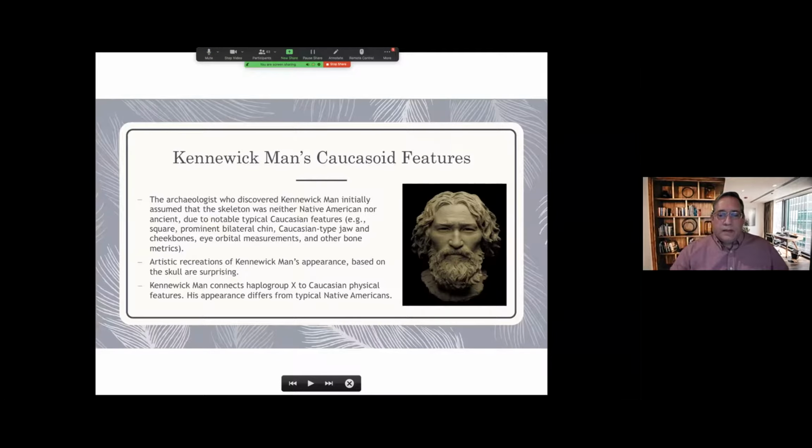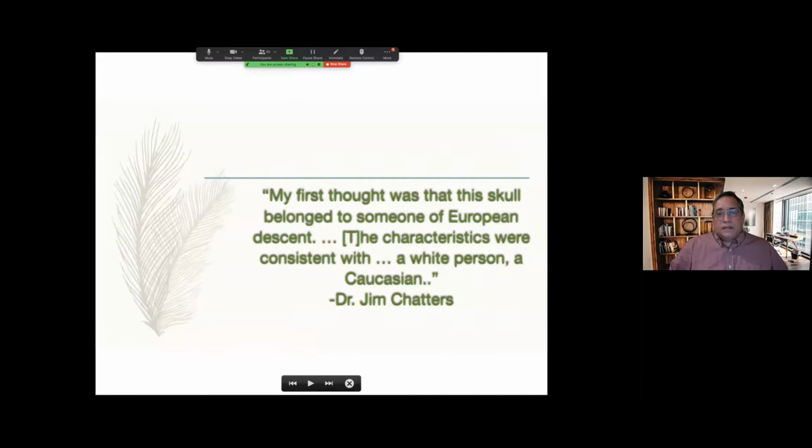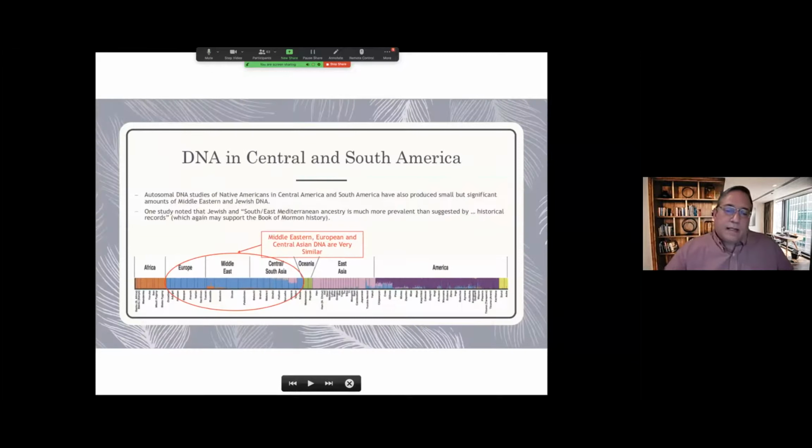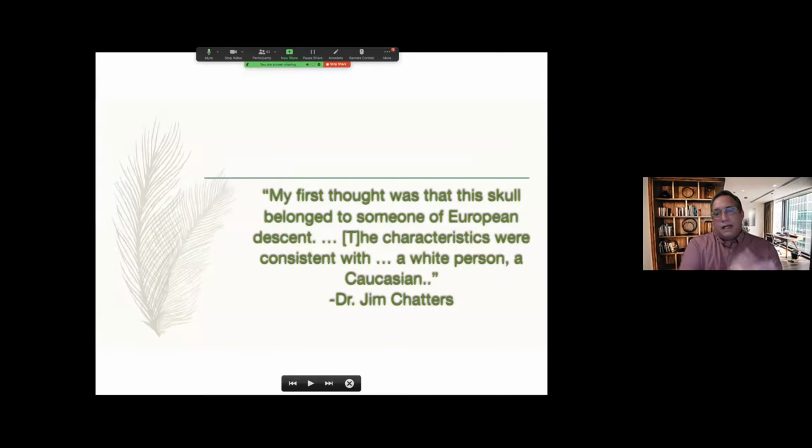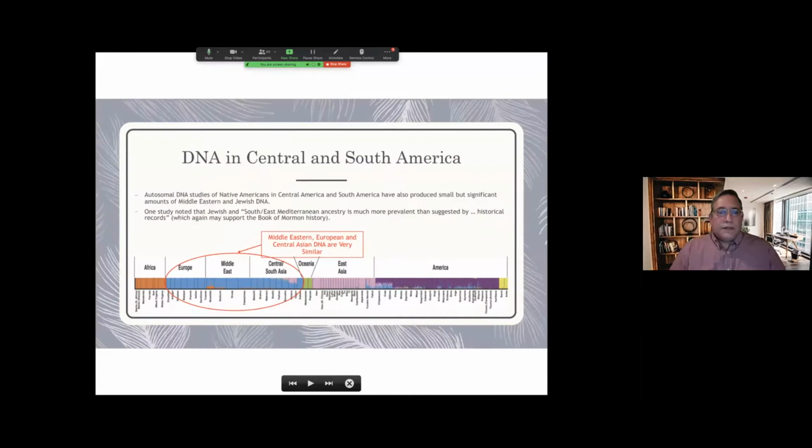When the scientist found it, he acknowledged, he says, my first thought was this was European, clearly a white person, a Caucasian. So in addition to the haplogroup X, it's interesting that when you find an ancient Native American with this, when you actually get to see a skull with it, it actually fits the Book of Mormon in terms of the appearance as well. All right, I'm going to look at just a little bit of DNA related to Central and South America and then close.